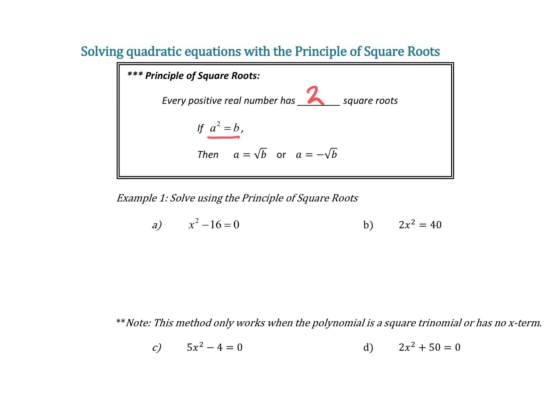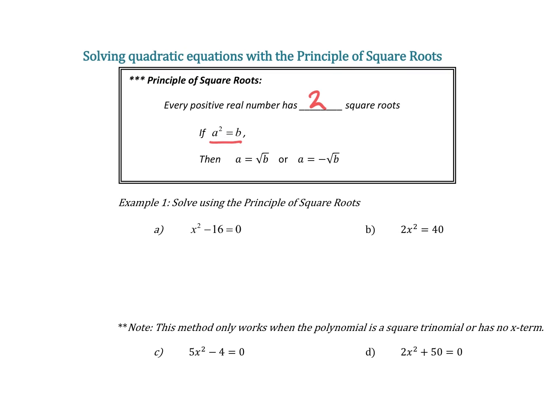If I know, for example, x squared equals 4, well, what could x be? Well, x could be 2 because 2 squared equals 4. Or x could be negative 2 because negative 2 squared is 4. Negative 2 times negative 2. So we get the positive square root of b or the negative square root of b if we have this kind of equation.